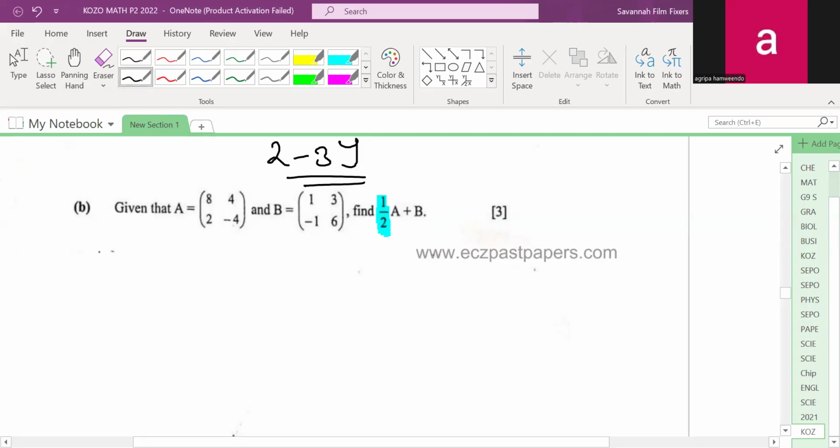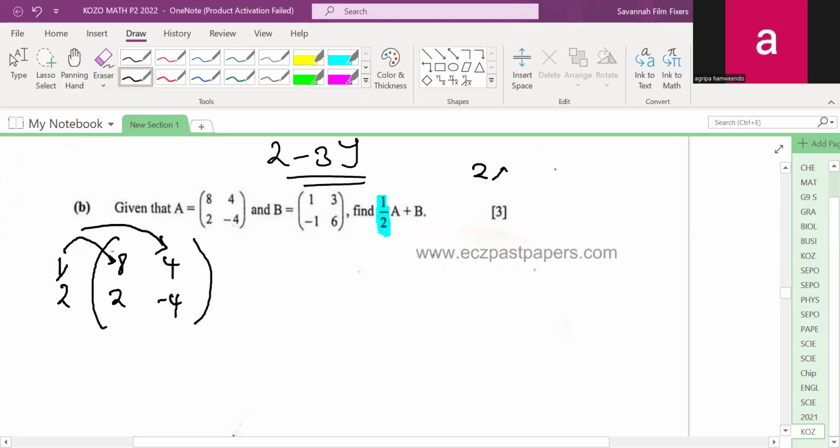So we have matrix A, which is 8, 4, 2, and -4. And we're multiplying every element by 1/2. We're not dividing, we're multiplying, because the examiner can change this to this. If they changed it to this, what are we doing? Multiplying by 2, right? This scalar quantity here. Okay, good.